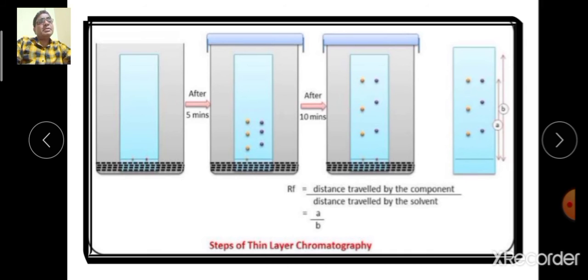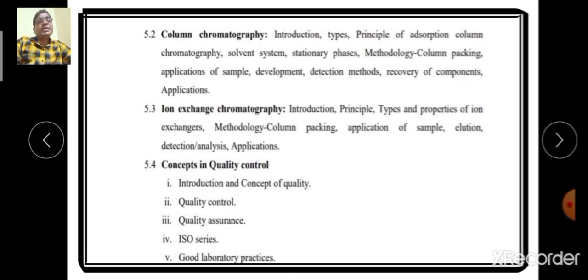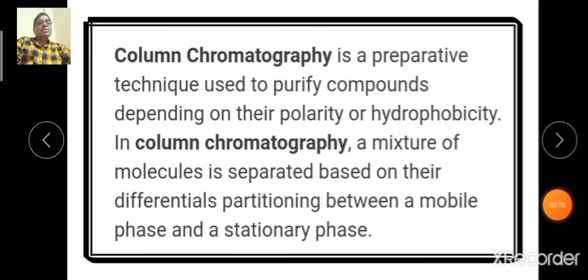Now students, all these techniques you have learned in the lower classes. In this class, we are going to learn new techniques. These are the new techniques. The first one is column chromatography, the second one is ion exchange chromatography, and the last point we are going to see is the concepts in quality control.